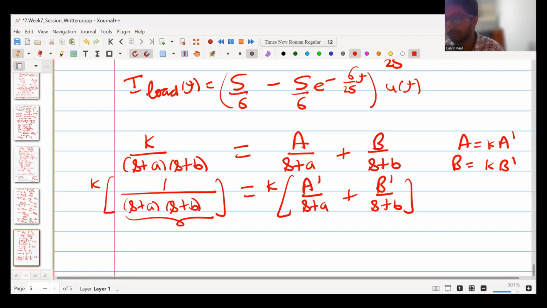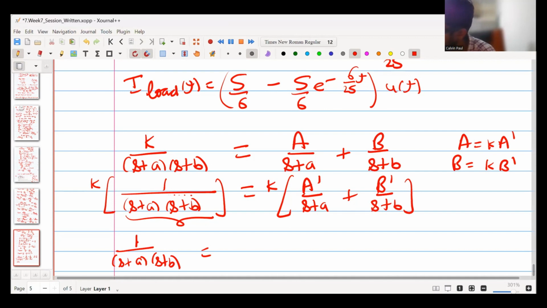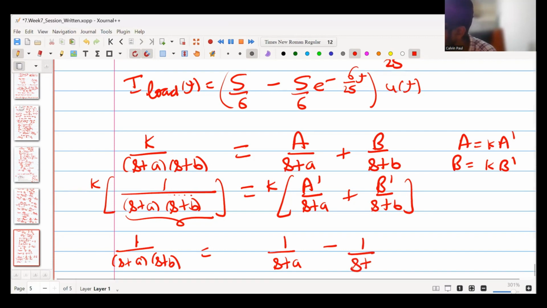Any doubts in this? Now I'm going to focus on this, on 1 upon s plus a into s plus b. I'm going to write the partial fraction of it. So what I do is 1 upon s plus a minus 1 upon s plus b.